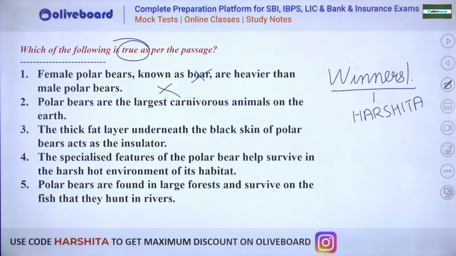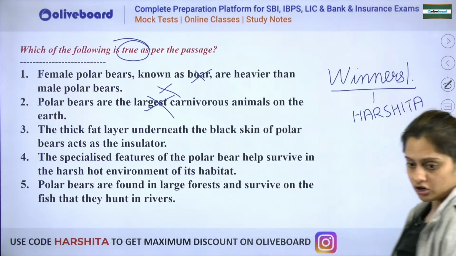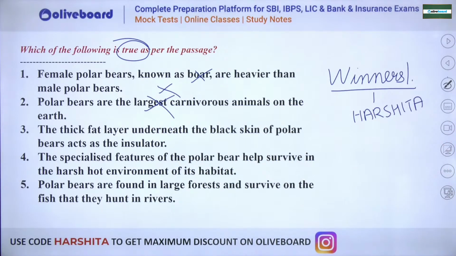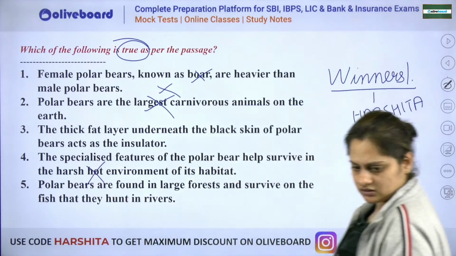Okay. Now, polar bears are not the largest carnivorous animals in the world. They are just terrestrial carnivores. There is a difference. So, largest carnivores is also wrong, as per the context. Now, guys, polar bears have special features which help them survive in a harsh, cold environment. Harsh, cold environment, not hot environment. They are not found in hot environment. Such stupid options are there. You can easily cancel.